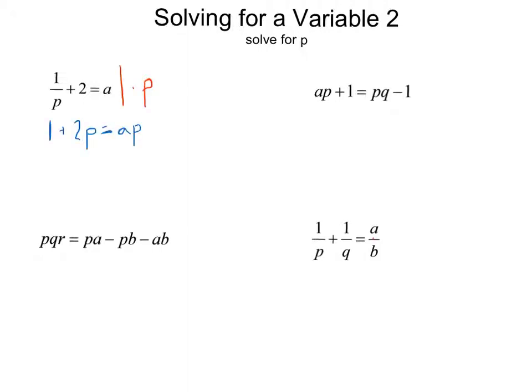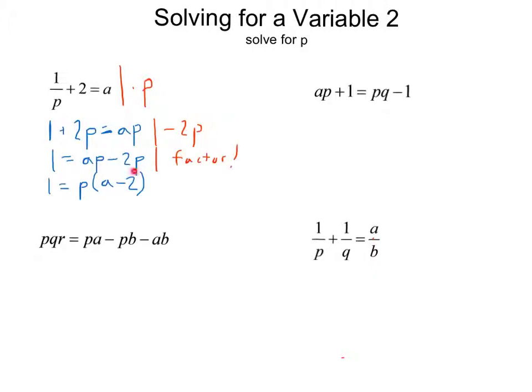The key thing here is to remember when you're multiplying both sides by p, that p gets distributed to each term. So the 1 over p times p is 1, and the 2 times p gets you 2p. Now let's get them to the same side. From here, I can't meaningfully combine ap minus 2p. I want to get p by itself, so the trick is to factor.